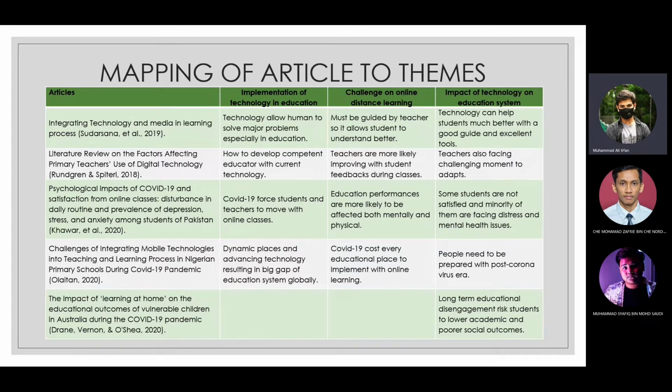So the impact of technology on the education system. Technology can help students much better with a good guide and excellent tools. Teachers are also facing challenges among the adapters. Some students are not satisfied, and a minority of them are facing stress and mental health issues. People need to be prepared for the post coronavirus era. Long term educational disengagement risks students to allow academic and poorer social outcomes.